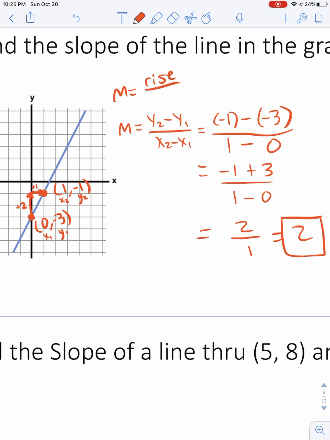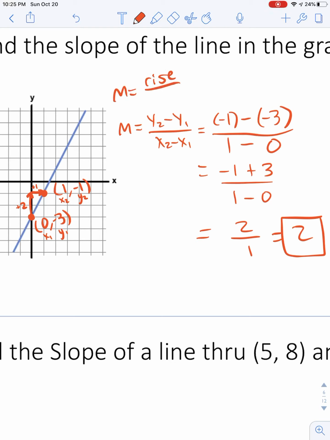And now you'll notice if I kept doing that, up 2 over 1, look, I'm going to hit the graph again. Up 2 over 1, and it's just going to keep happening throughout. That's the idea of slope.